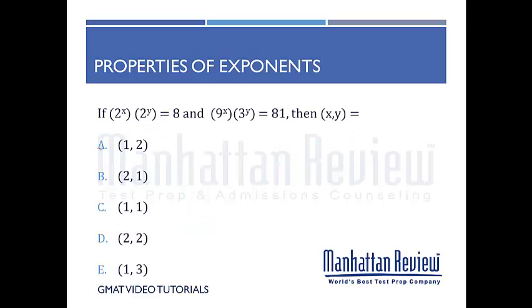Let us see how the questions are going to appear on the GMAT test based on these properties of exponents. Here in this question, if 2 power x into 2 power y is equal to 8 and 9 power x into 3 power y is equal to 81, then x comma y is equal to. Now, based on the first property of exponents, when we have same base raised to different powers, we add up their powers. So here 2 power x into 2 power y is equal to 8 can also be written as 2 power x plus y is equal to 2 power 3.